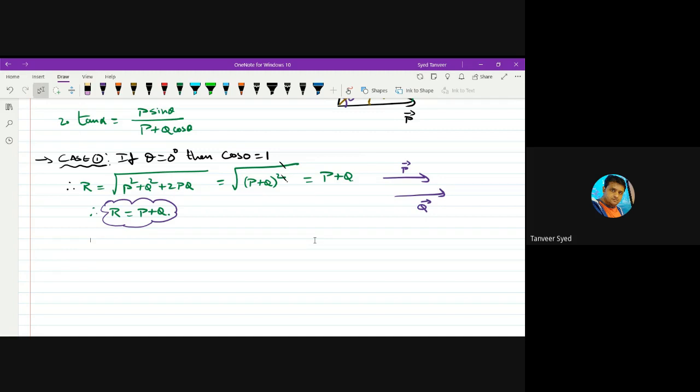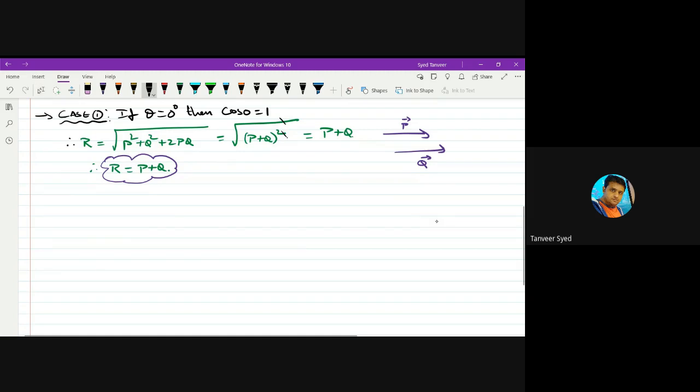So if vector p is 2, vector q is 3, it will be 2 plus 3, 5. Vector p is 7, vector q is 12, it will be 7 plus 12, 19. Like that, you can directly add them. Resultant will be simply the sum of p and q. Listen to all the cases first.